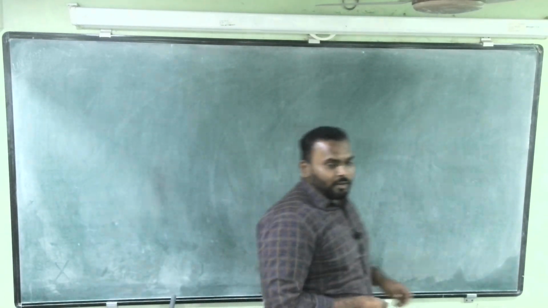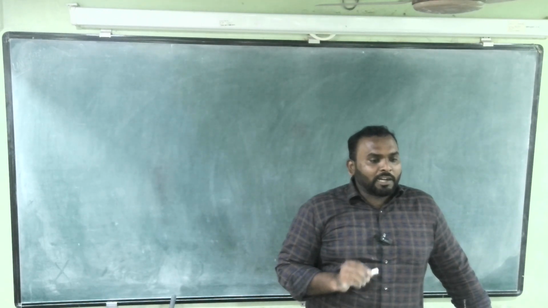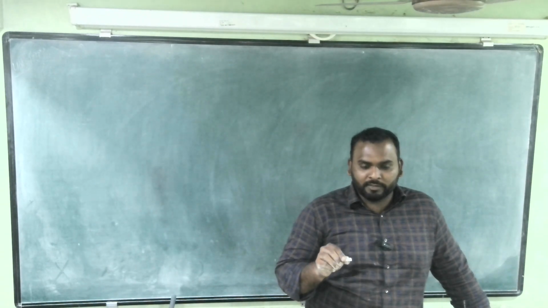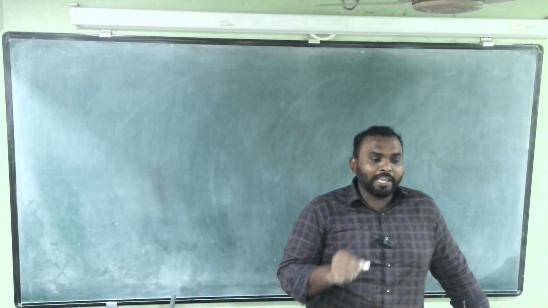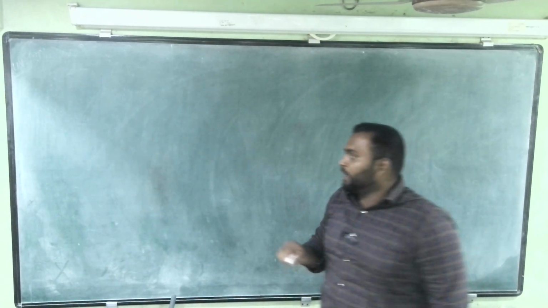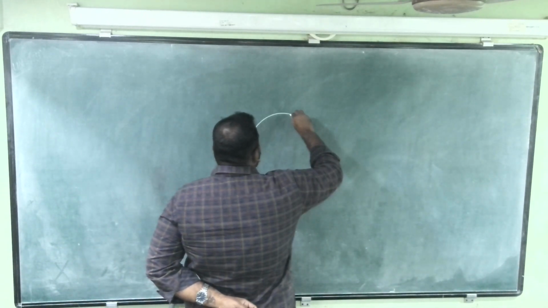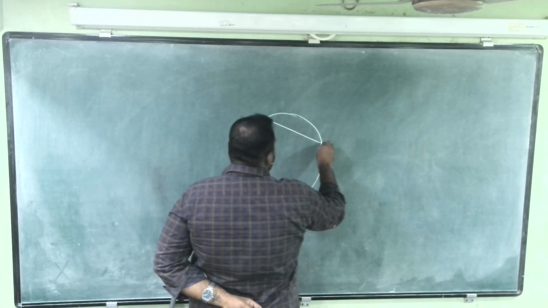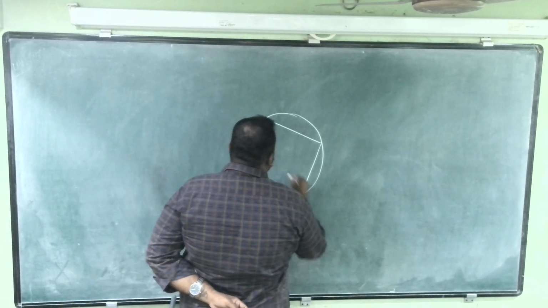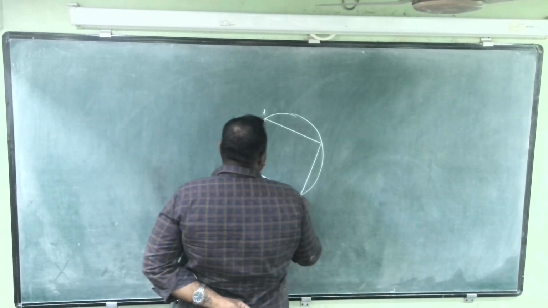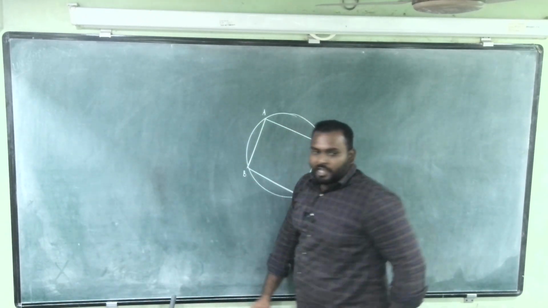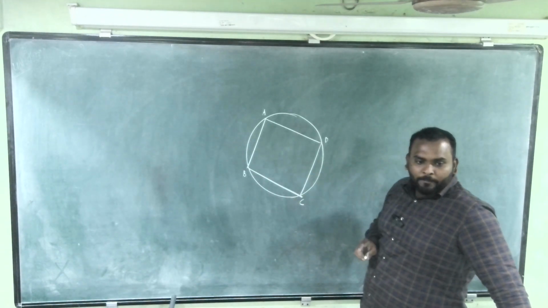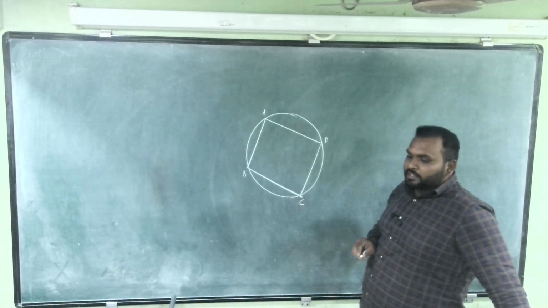So now we'll be learning something called a cyclic quadrilateral. Now what is a cyclic quadrilateral? A quadrilateral whose vertices lie on the circle is called a cyclic quadrilateral. If you consider quadrilateral ABCD, ABCD is said to be a cyclic quadrilateral because its endpoints lie on the circle. There are certain properties of the cyclic quadrilateral.